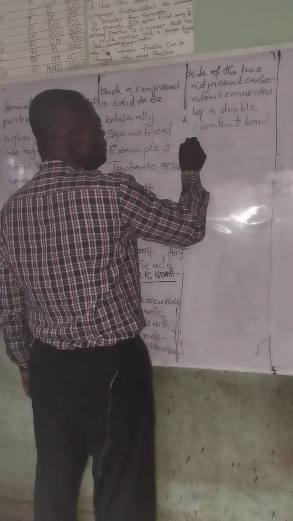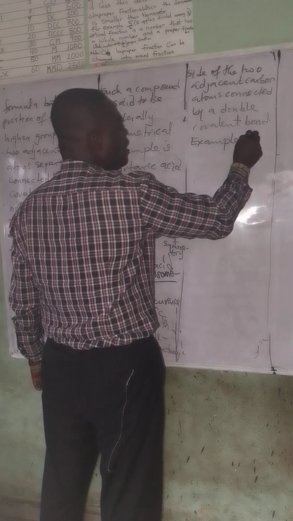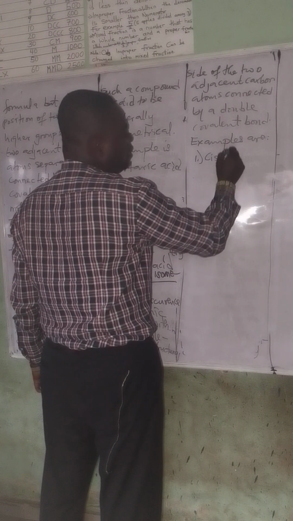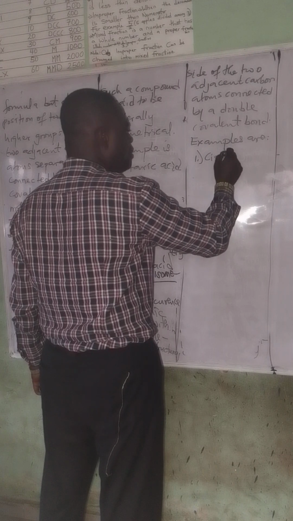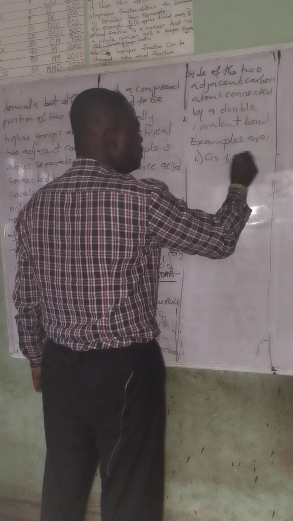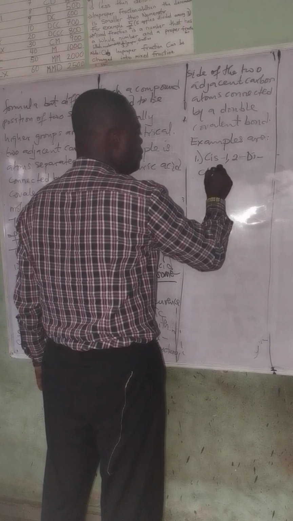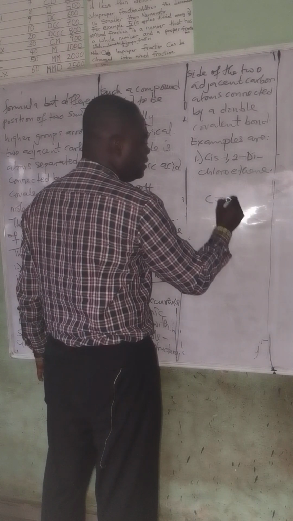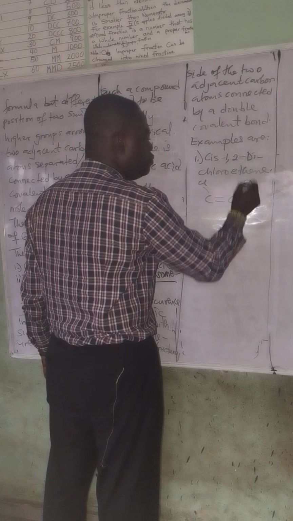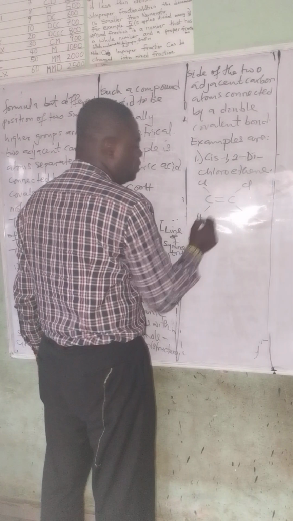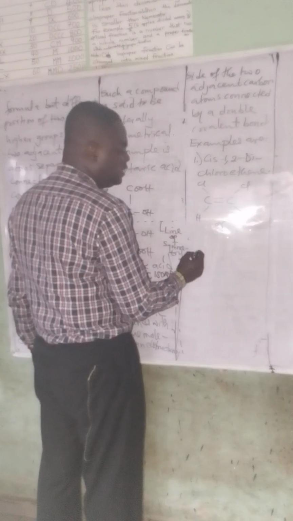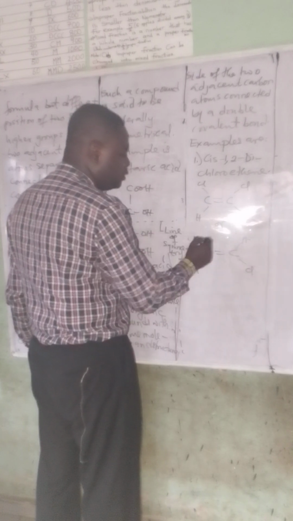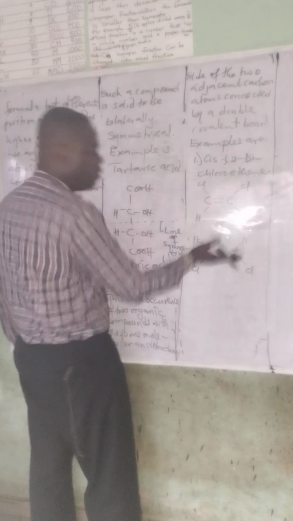Now let's look at examples. Number one, we have cis-1,2-dichloroethene, which you can have as this. The two groups now are chlorine atoms. So it's either you have it as this or you have it as this. They can be down. So the two groups are on the same side, either up or down.